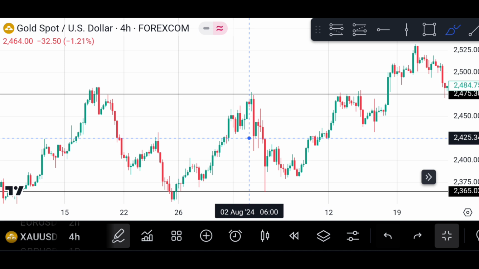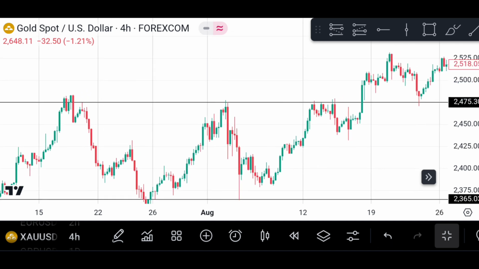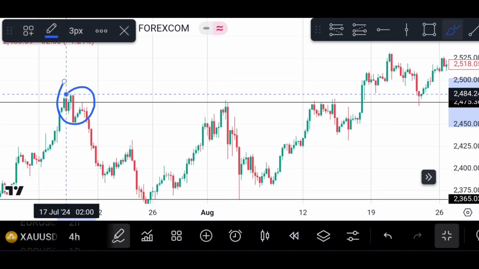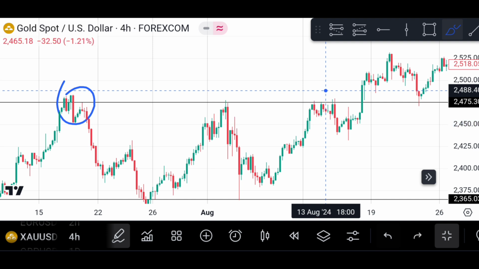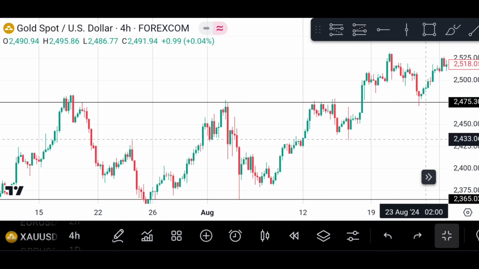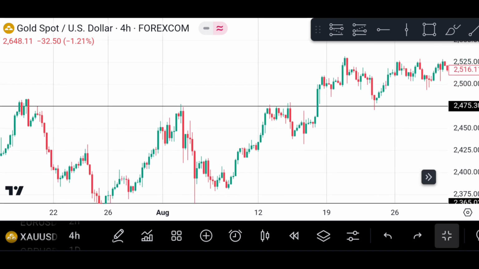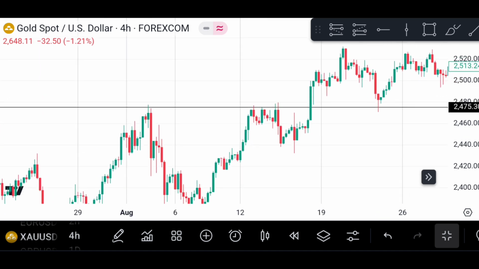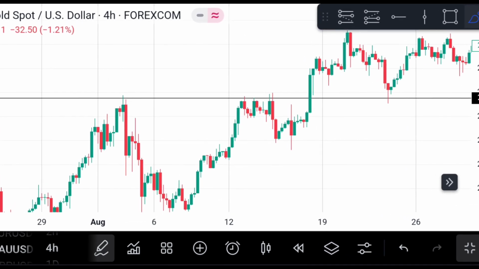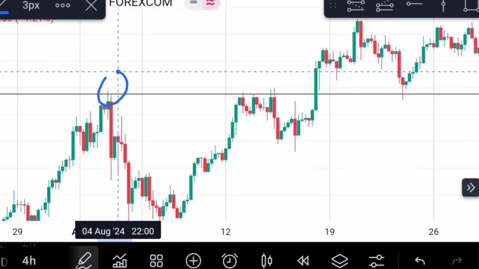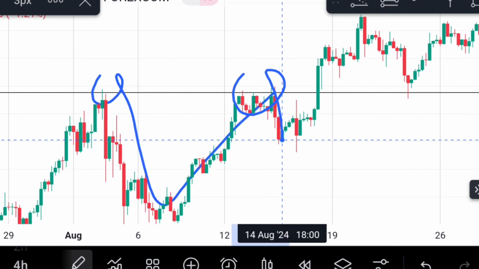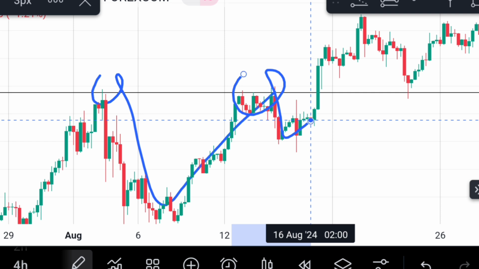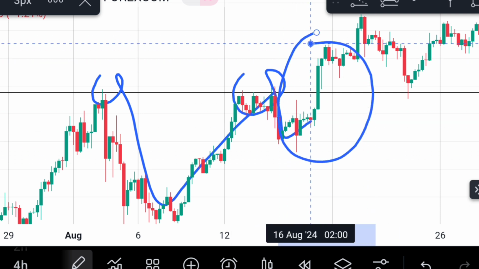Looking at gold right now, you can see this line here is our line of key zone. Price has been reacting to that place multiple times. When we look at this area, look at where the breakout happened. Price reacted to this area here. There was a push to the downside. Price pulled back, reacted, and there was a push to the downside. So price came back to the same zone.